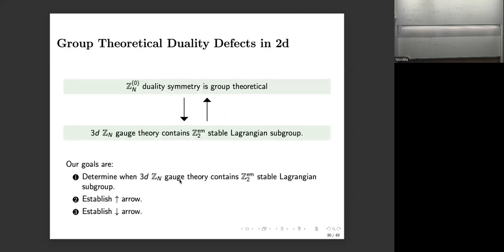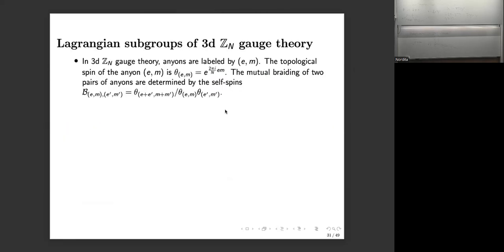Okay, so we start with this condition. This criteria is what I have drawn on the board, and so I'm first going to explain what this criteria is, and then I'm going to explain these two arrows. So then we can establish the if and only if condition for the duality defect to be group theoretical.